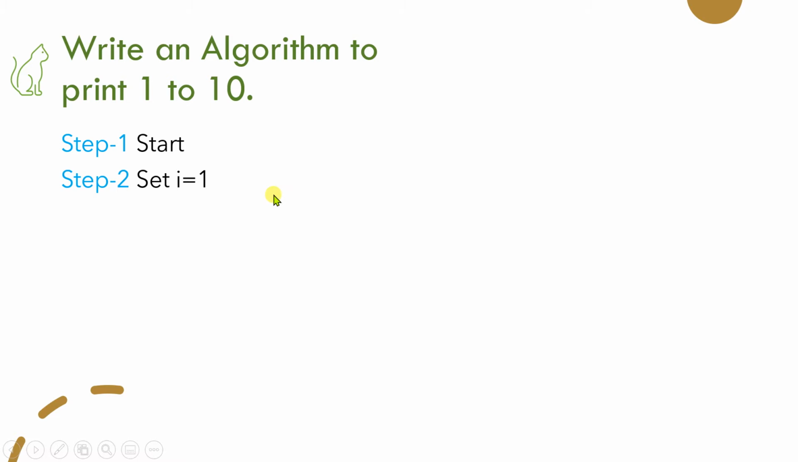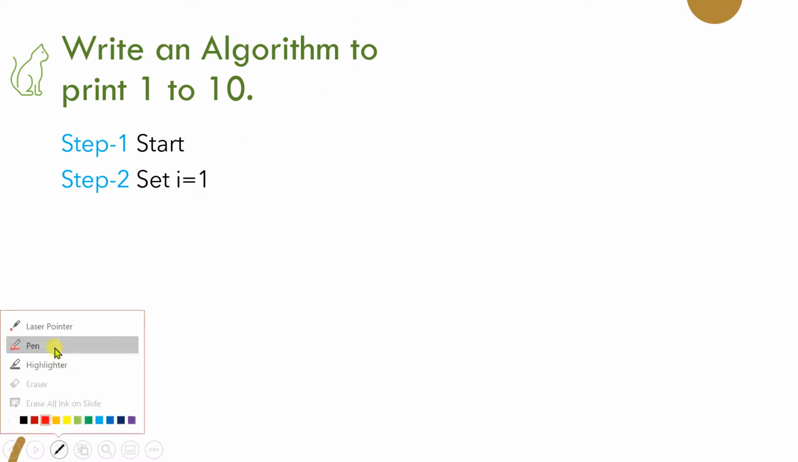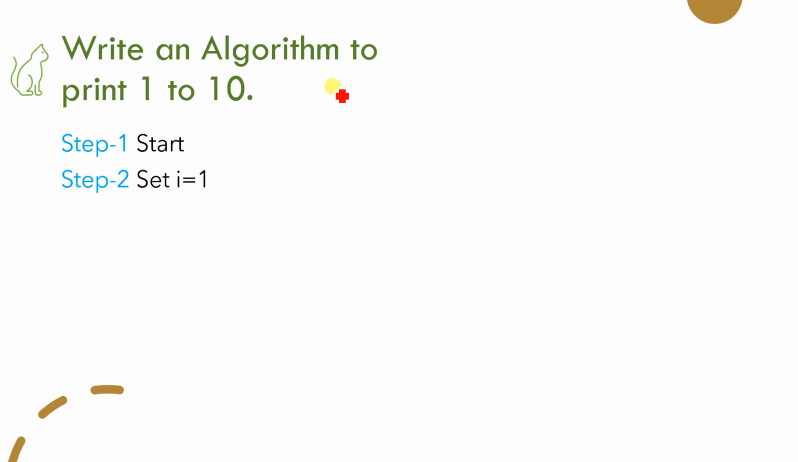So what does it mean? It will create a variable. I'll explain it just now. Let us first see the algorithm. The first line will be set I is equal to 1. So what does it do? It will create a space, let's say a box. There will be a box whose name is I, and it is initialized with 1.